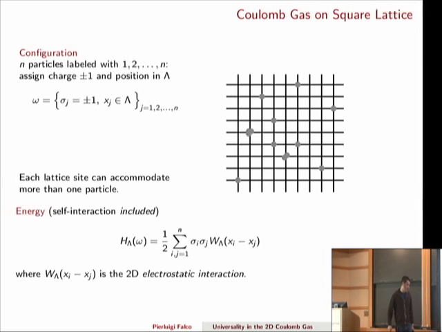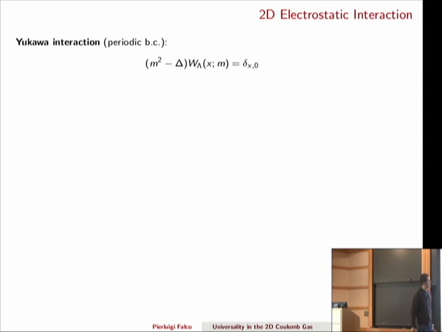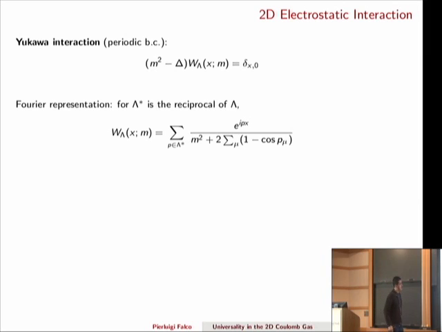But I have to tell you what I mean by the 2-dimensional electrostatic interaction. The electrostatic interaction should be the inverse of the Laplacian. But since I'm assuming periodic boundary conditions, you have to be careful about inverting the Laplacian, because there are 0 modes. So what I actually do is use a regularized form of this Coulomb interaction. The Yukawa interaction means that you are not inverting the Laplacian, but the Laplacian with a mass term. The explicit formula is this one, a sum on the reciprocal lattice of this function. This is the Laplacian in Fourier transform, this is the mass term, and so on. So this is well defined.